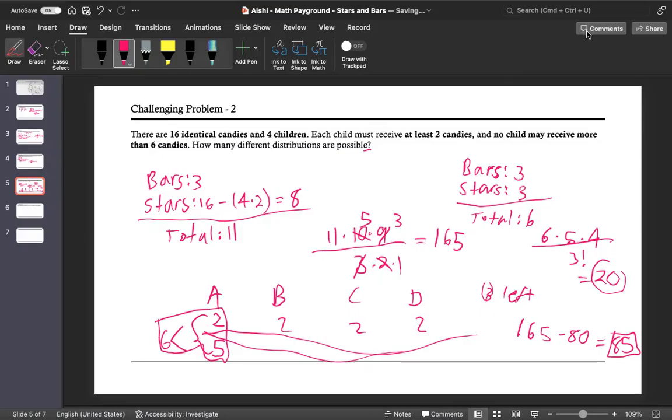So that's why it's challenging. It's not just stars and bars. There's some other stuff, but at the end of the day, it is a stars and bars problem because that's how we start off, and that's the most important part.